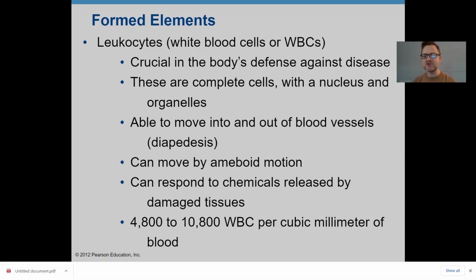They can respond to chemicals released by damaged tissues, chemicals released by cells that are infected with a virus or a bacteria. They can kill cells, destroy cells, cause an inflammatory response. More about the immune system, obviously, later. It's a whole chapter all by itself. But they're white blood cells. There are between 5 and 10,000 or so white blood cells per cubic millimeter of blood.